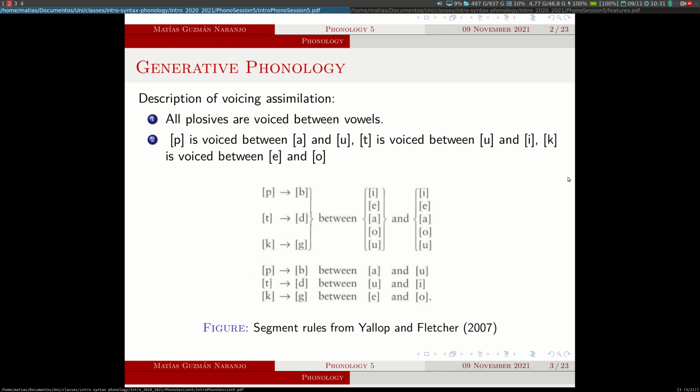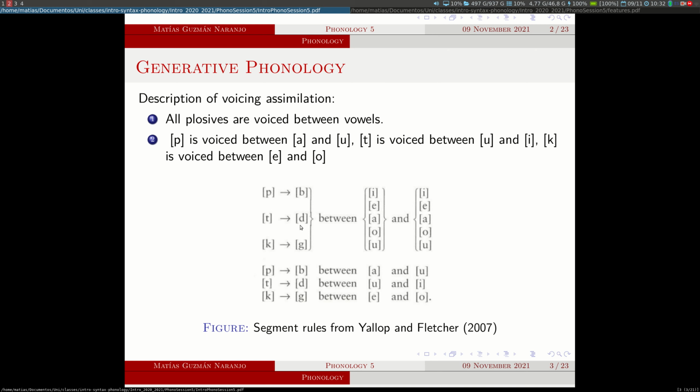And imagine that you're trying to describe the phonology of Cree. What you could do is simply write a statement like this. So, in this context, these sounds become these sounds, and that's in principle fine. However, this sort of misses a generalization, namely that there is something in common, systematically in common between P and B, T and D, and K and G, namely voicing.